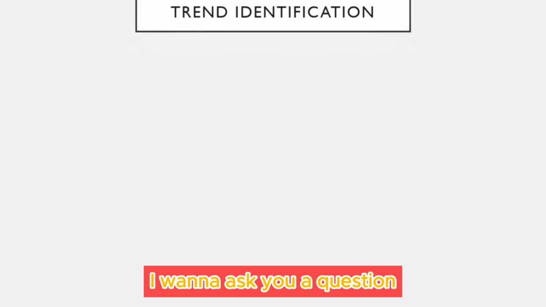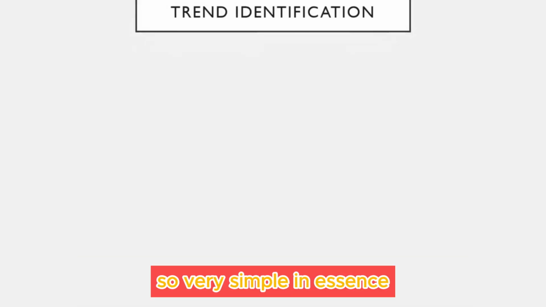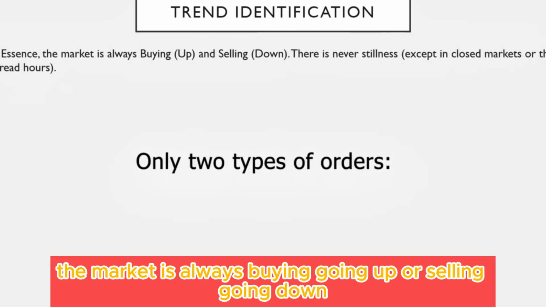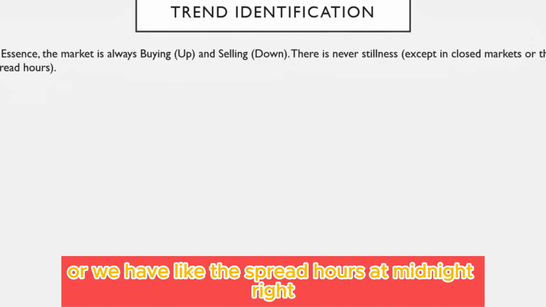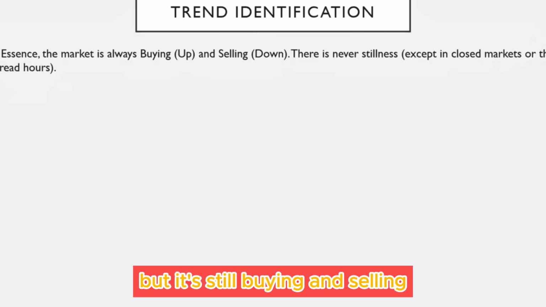But I want to ask you a question. What are the two ways that the market is moving? Right? So very simple. In essence, the market is always buying, going up, or selling, going down. There is never stillness except when we have closed markets or we have like the spread hours at midnight. Then the market could be still for a little bit, but it's still buying and selling.